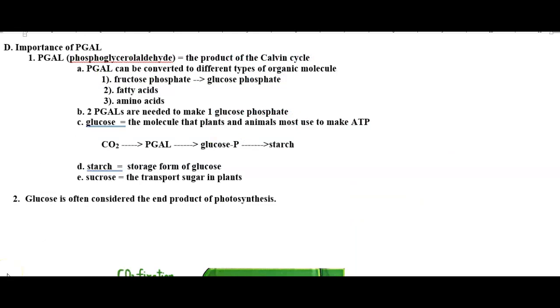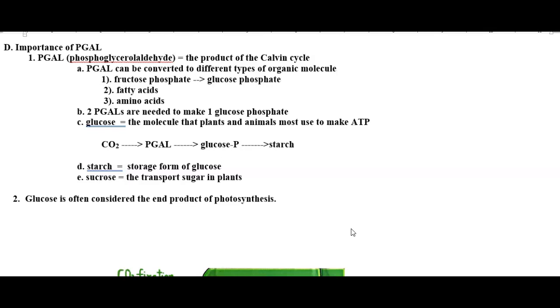So PGAL can actually be used for several things. PGAL, phosphoglyceraldehyde, is the product of the Calvin cycle. And it can be converted not just into glucose, it can be converted into fatty acids, it can also be converted into amino acids. And those glucoses can be converted into starch, any of those glucose polymers that we learned about in test one. So two PGALs are needed to make one glucose. Glucose is the molecule that plants and animals use the most, so we're just going to be sticking with the glucose. So glucose is the number one molecule that is going to be used to actually make ATP. Now, even though PGAL is actually the product of the Calvin cycle, glucose is often considered to be the end product.